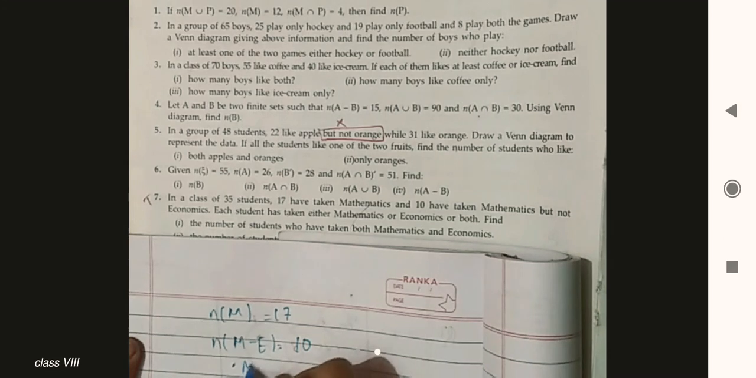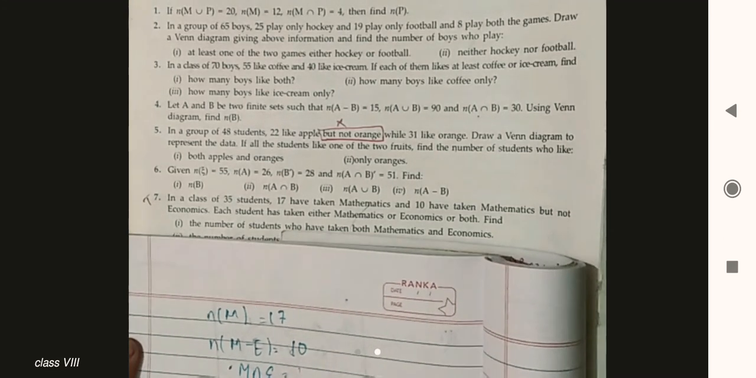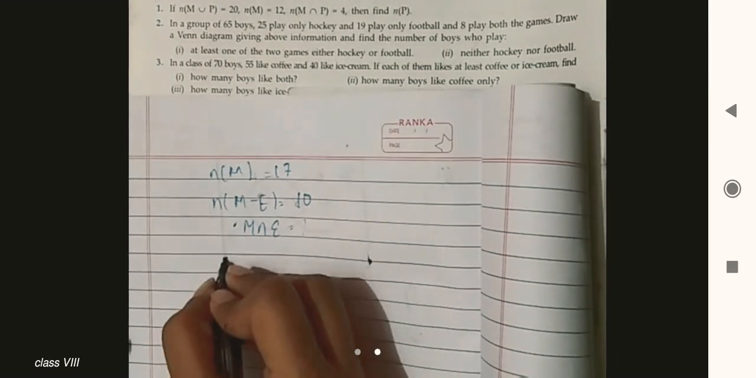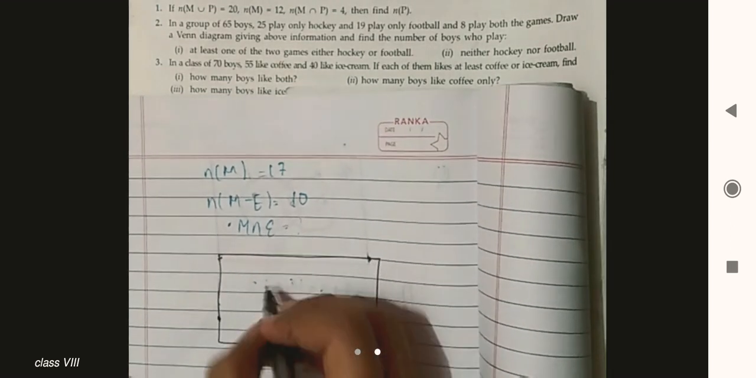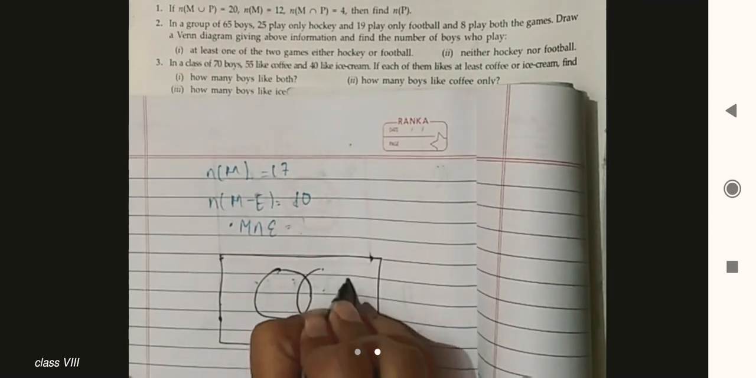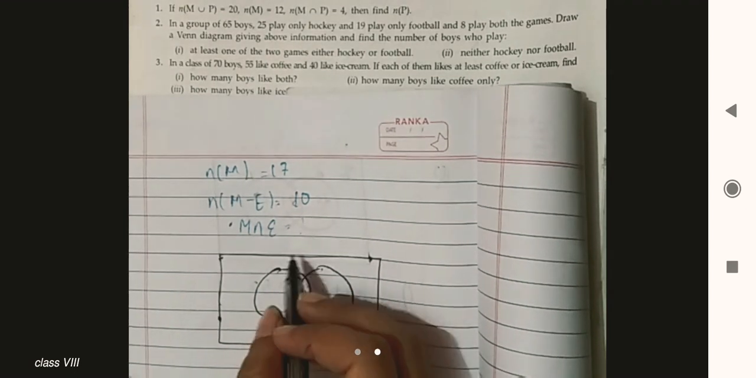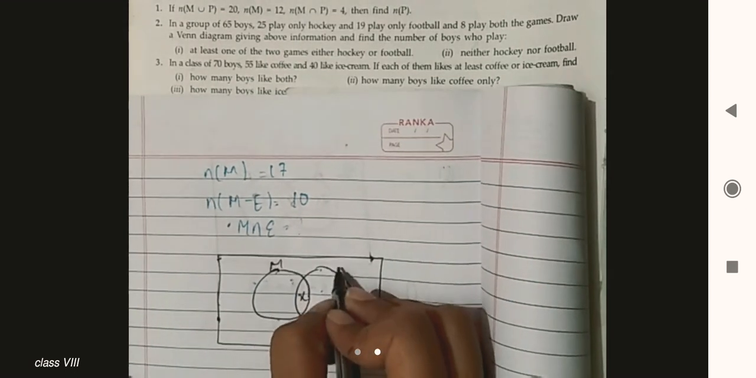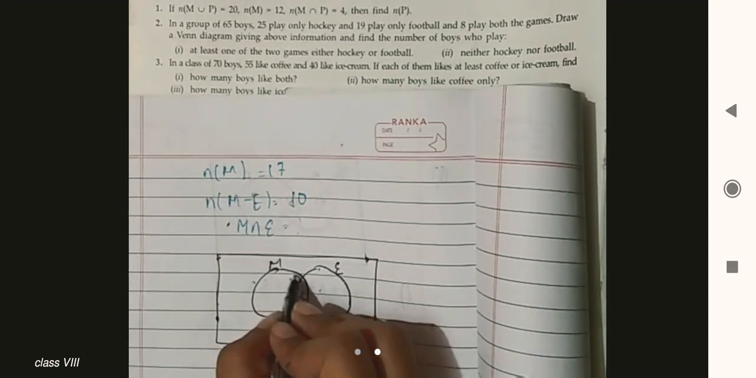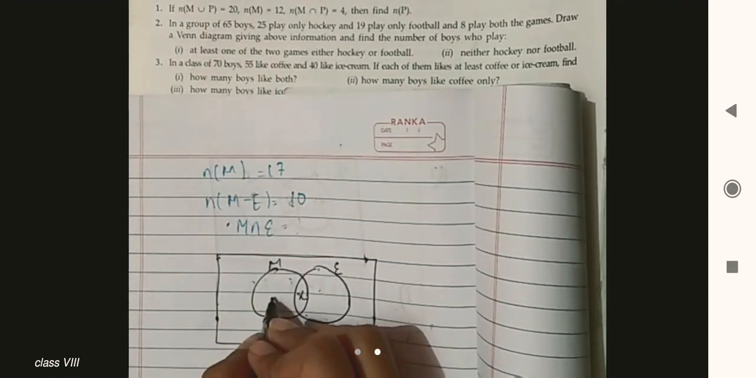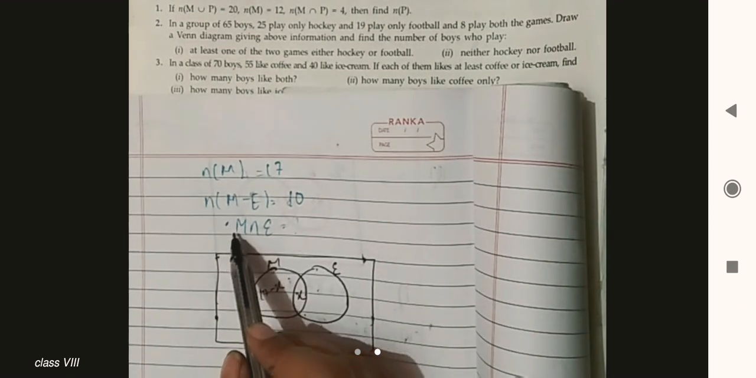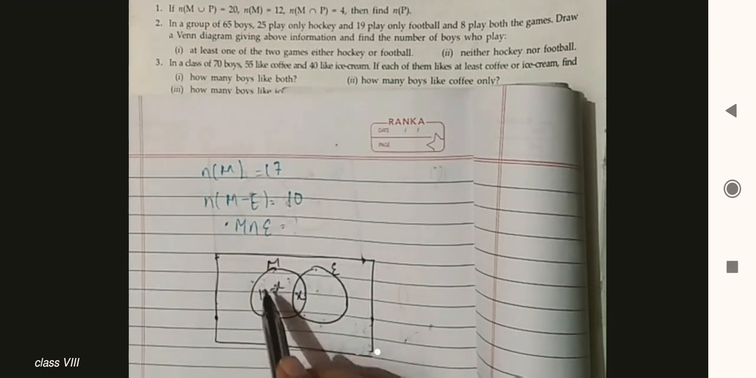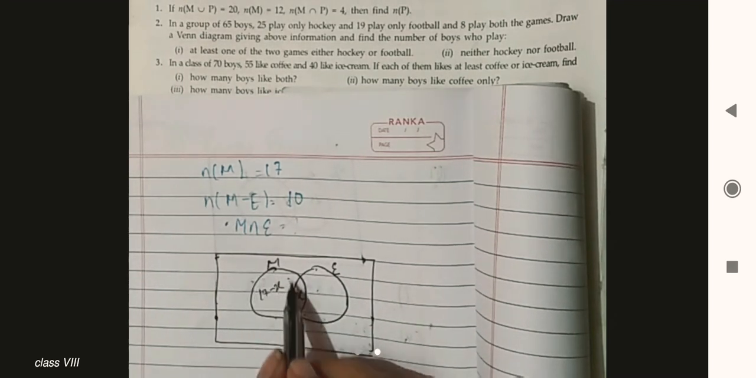That means they want to know the intersection, and the union is also given. So first you can make a Venn diagram, because from the Venn diagram you can easily understand what you will find out. This is your Venn diagram, two sets. Now you will find the intersection. This is mathematics, and this is economics. Mathematics is 17, so this part will be 17 minus x. But it is given that the students who like mathematics but not economics, it will be this part only.